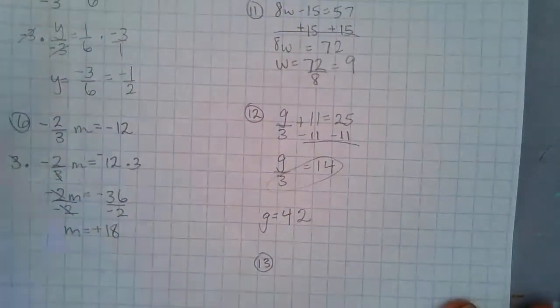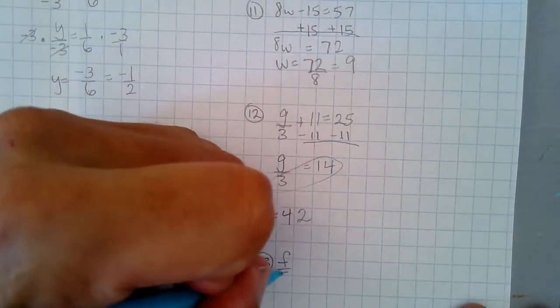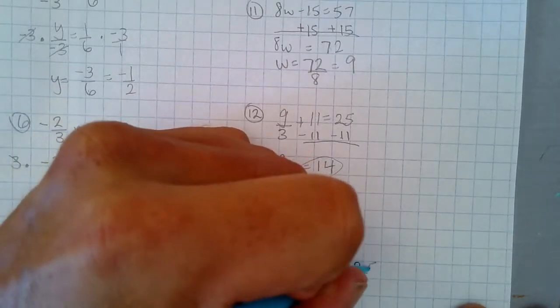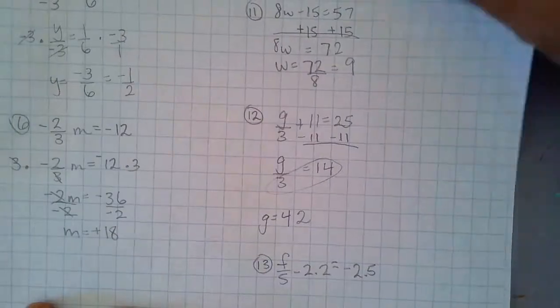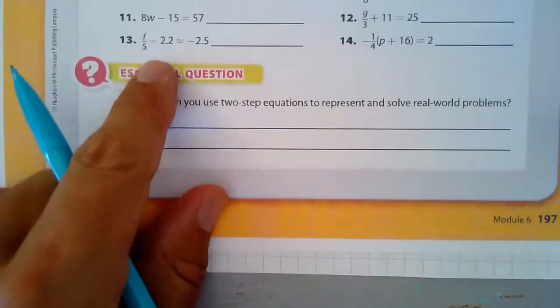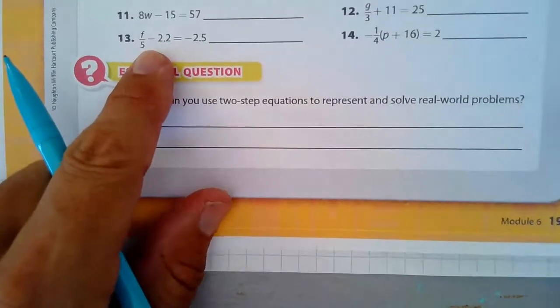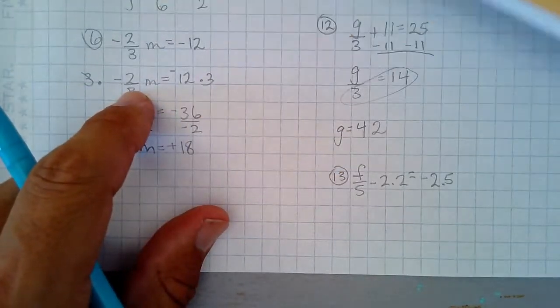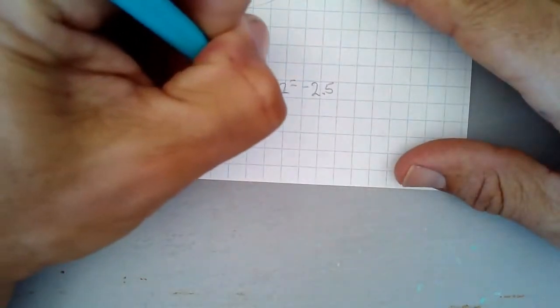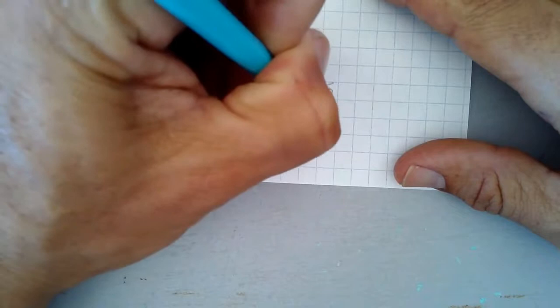13 is f over 5 minus 2.2 equals negative 2.5. That is, just to make sure, we have 13 right here. F over 5 minus 2.2. Okay, great. So for this one, I'm going to add 2.2, inverse operations.